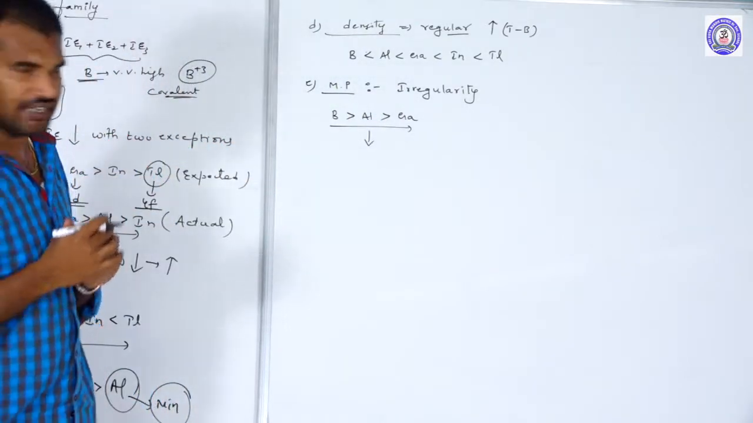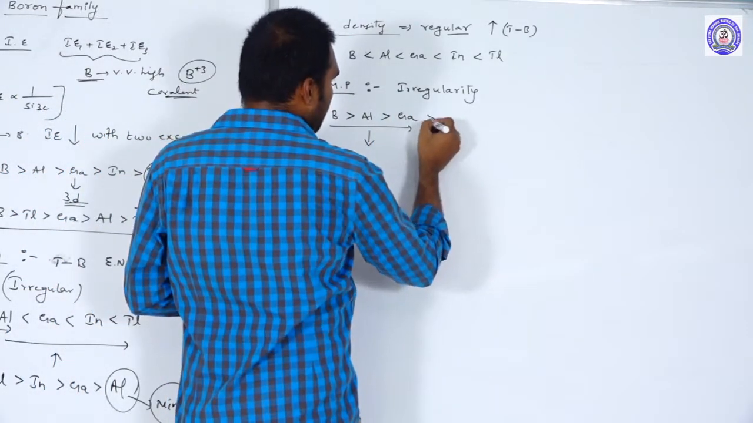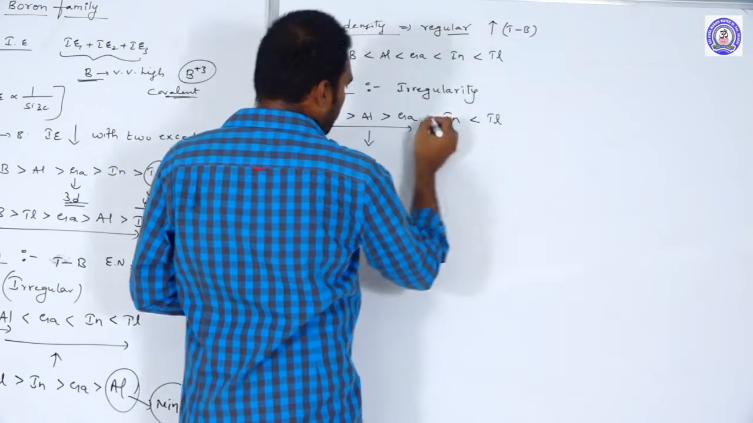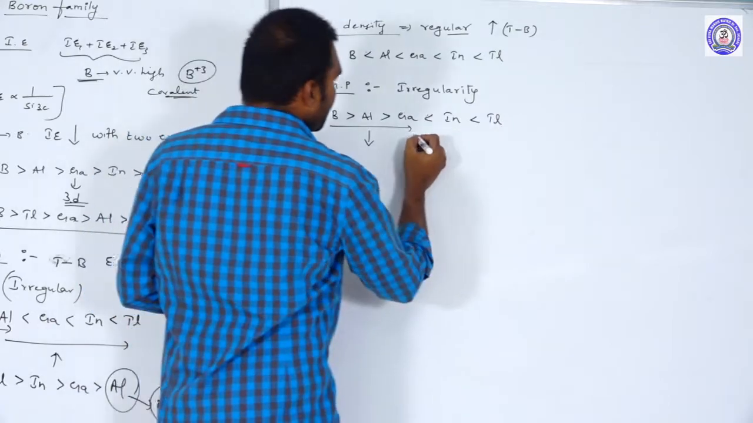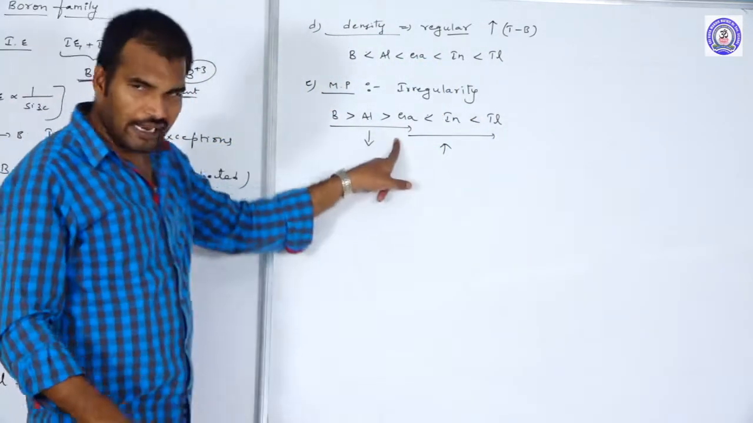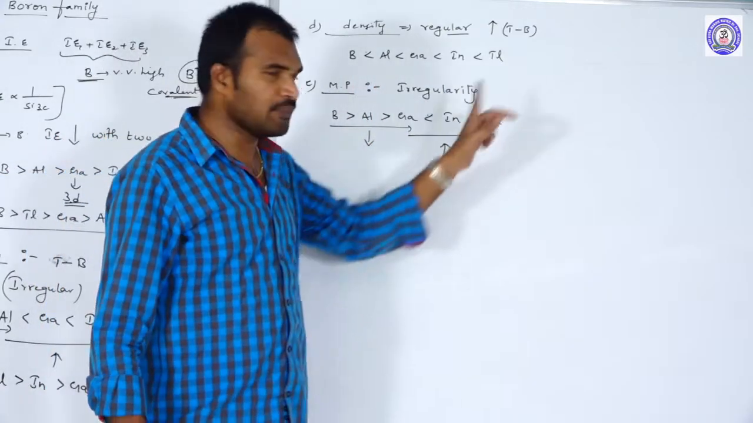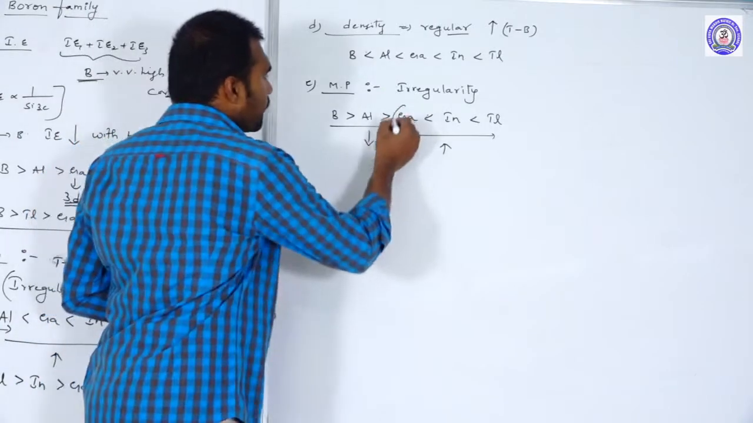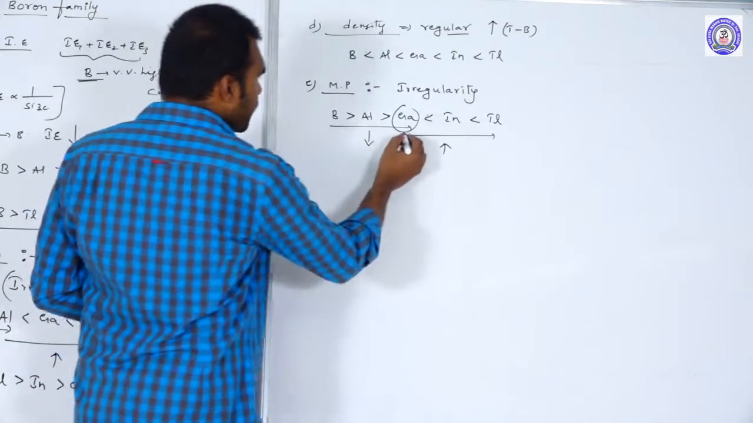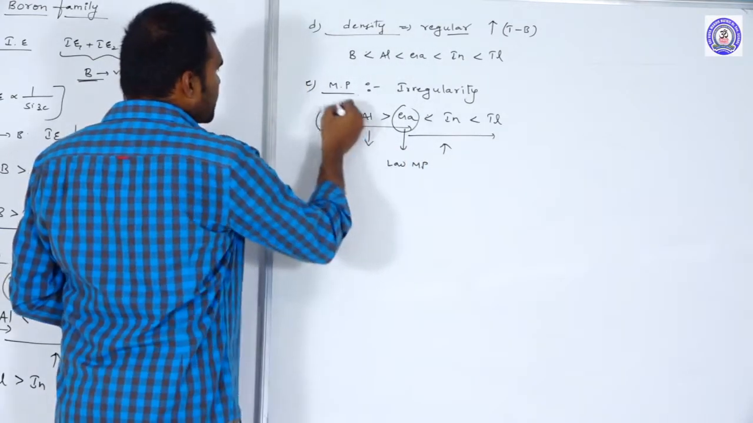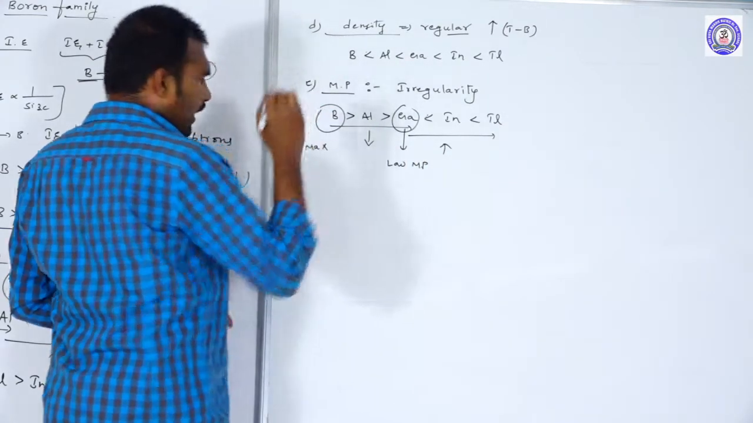From boron to gallium the melting point decreases. Thereafter, from gallium to thallium it increases again. So first it decreases up to gallium, then from gallium to thallium it increases. That means which element has the least melting point? Gallium. Gallium is the element having the low melting point, and boron is the element having the highest melting point.